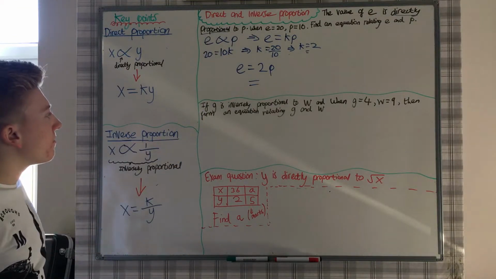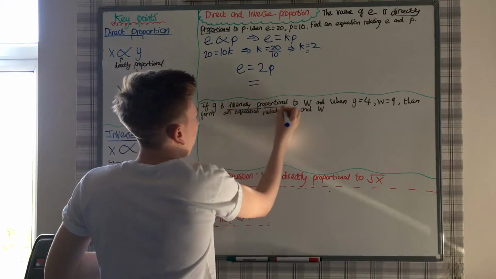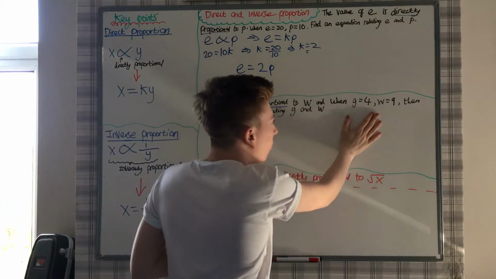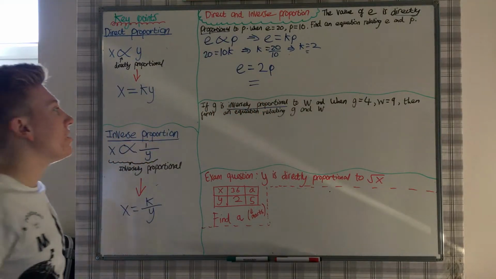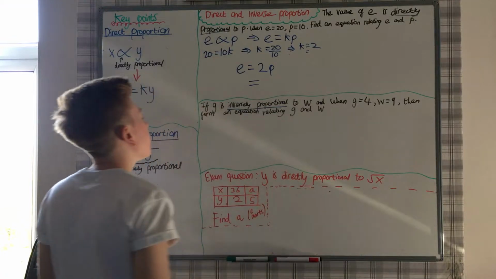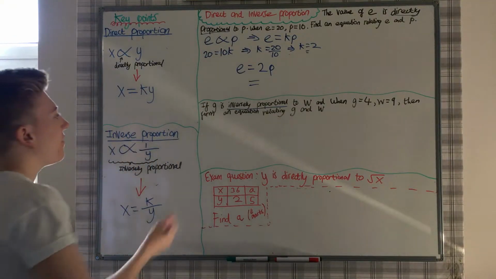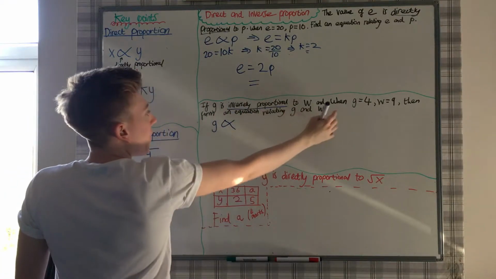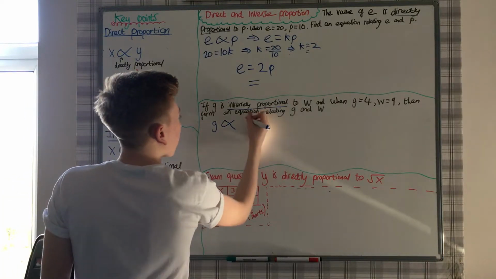The second question, if G is inversely proportional, so underline that, to W, and when G is 4, W is 9. Then form an equation relating G and W. Now, inverse proportion, we're looking at this. So we have G is inversely proportional to W. So we can say G is proportional to 1 over W.